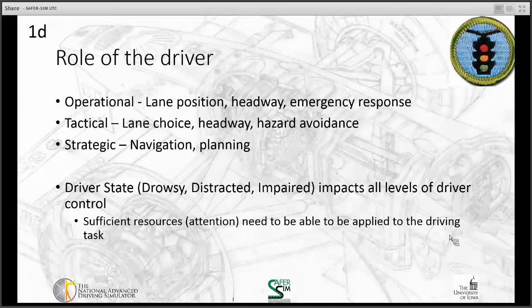That's kind of looking at, I'm here and I want to get to someplace else. So it's that planning and navigating. How am I going to get from point A to point B? And so it's that big picture of driving.